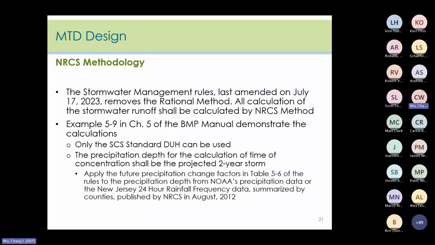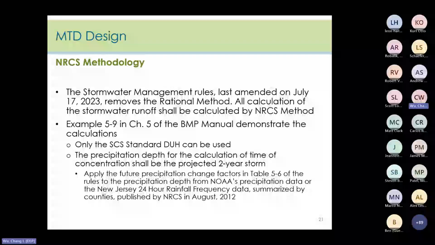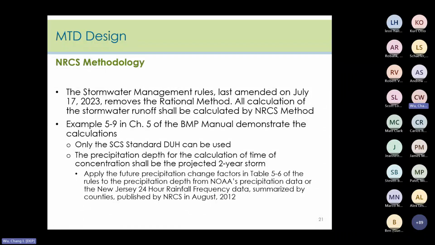Regarding the calculation method, I think we already addressed this in the previous modules, but we want to emphasize again that the stormwater management rule amended on July 17, 2023, removed the rational method. So all calculation of the stormwater runoff for the MTD design should be calculated by an NRCS method. And we have the calculation example in chapter 5.